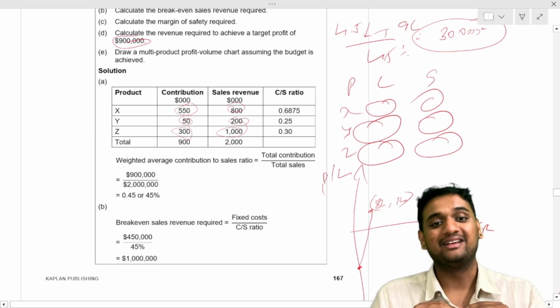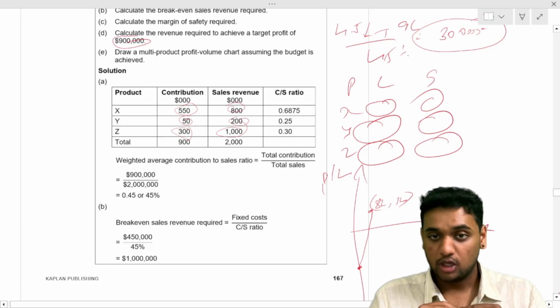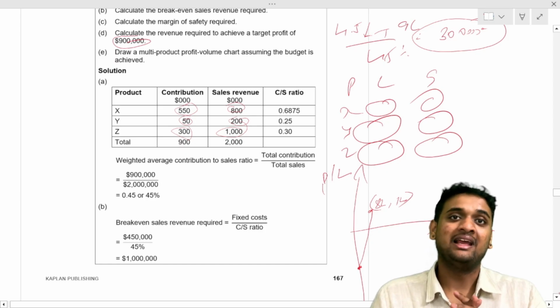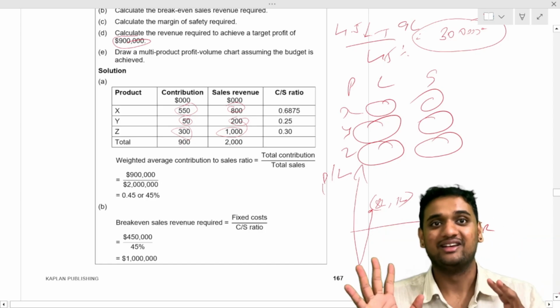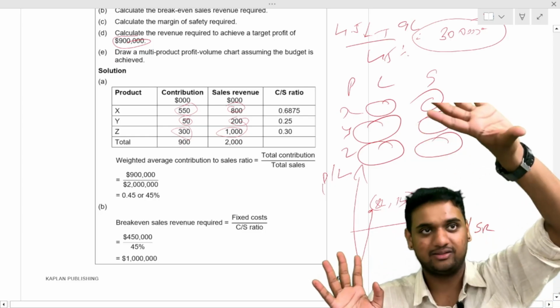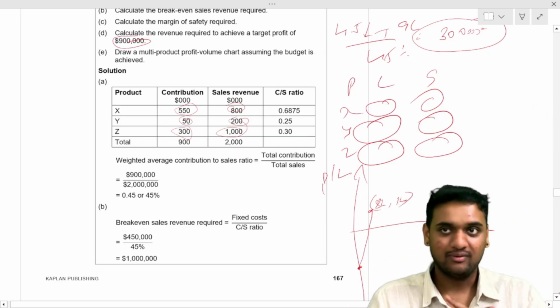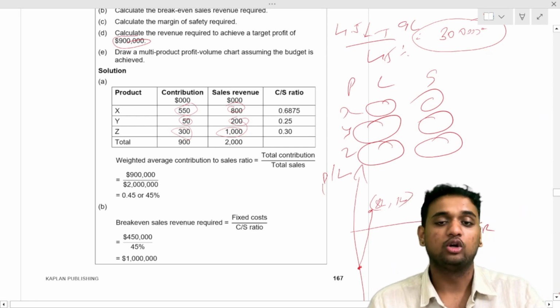Second, which product has the next highest CS ratio? Now we will assume, listen to me very carefully, we are selling X and Z only. First we assumed we sold only X. Second we are assuming we are selling X and Z together. If we sell X and Z together, what will be our total profit?